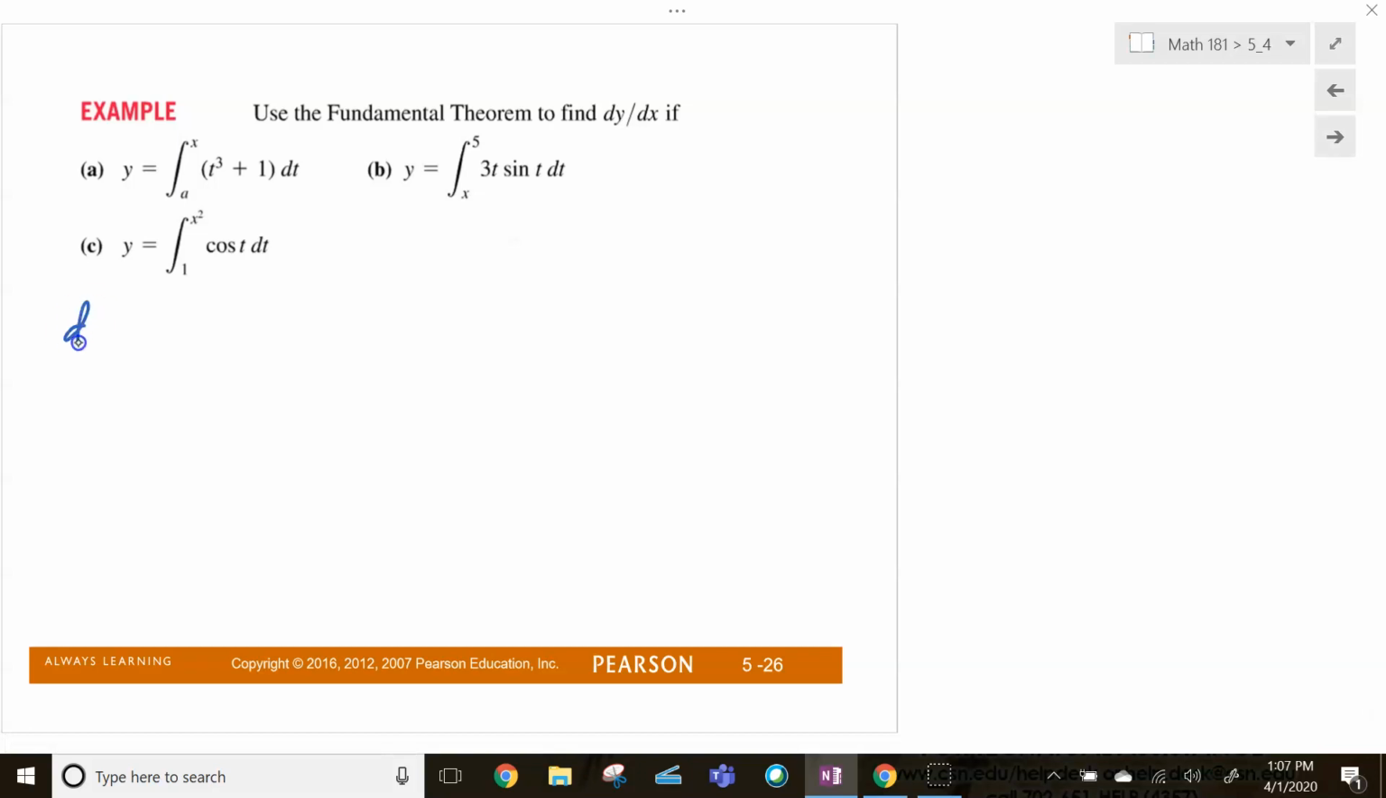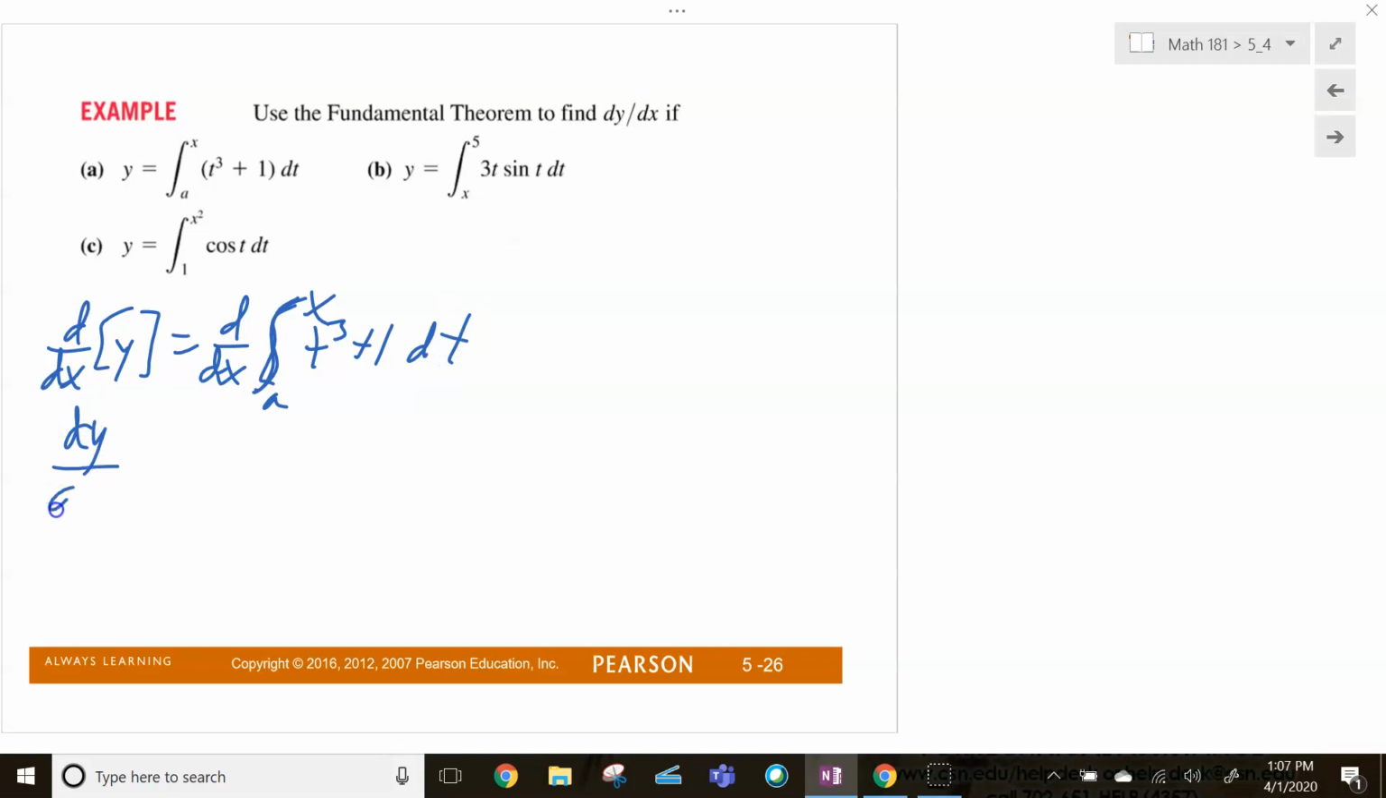So A, we're going to take the derivative, oops, the derivative, sorry, of the integral from 8 to x of t cubed plus 1 dt. So dy dx equals, taking the derivative, x goes in, it just undoes it, so you end up with x cubed plus 1. That's it on that one.